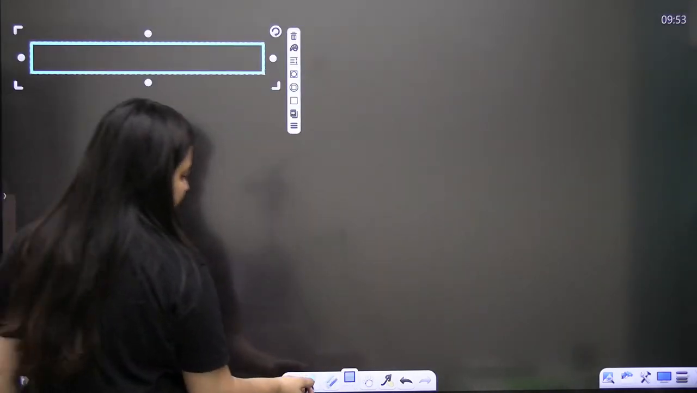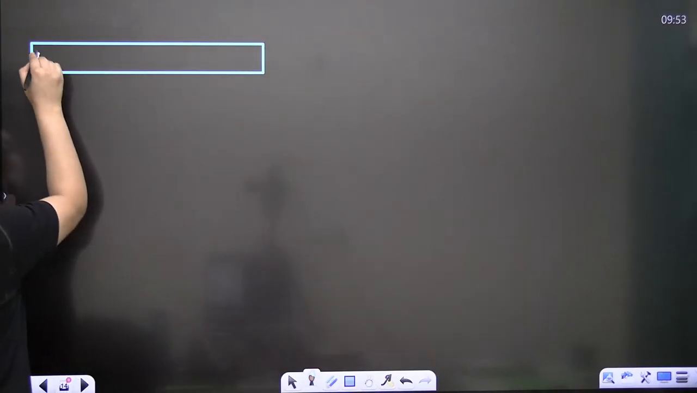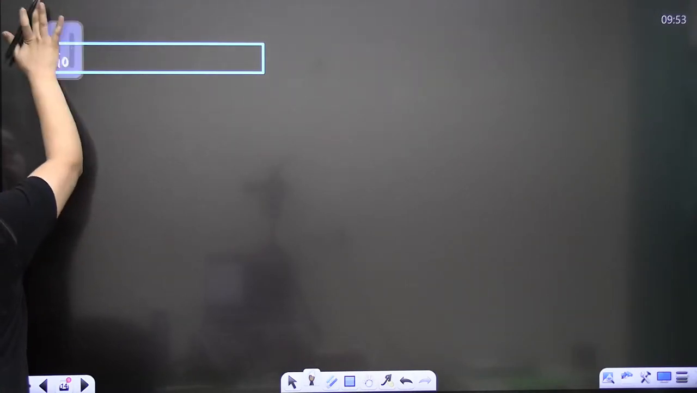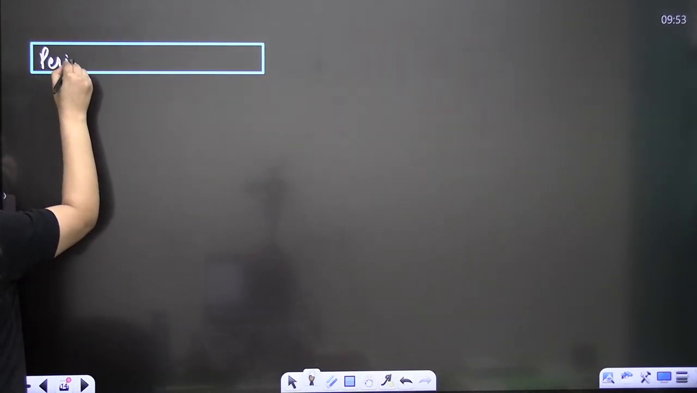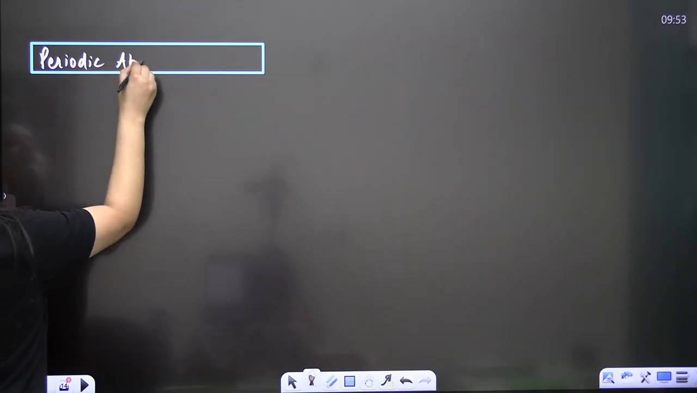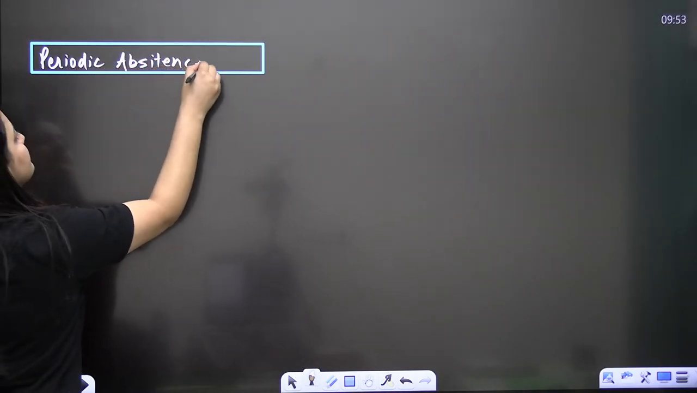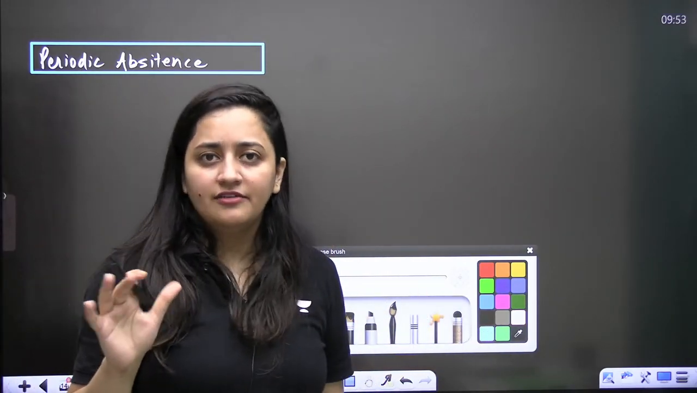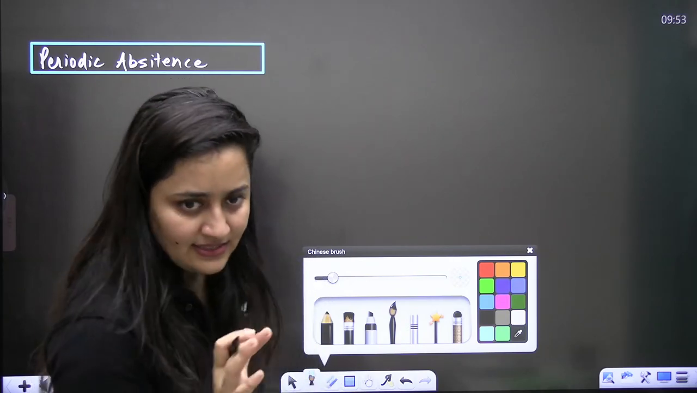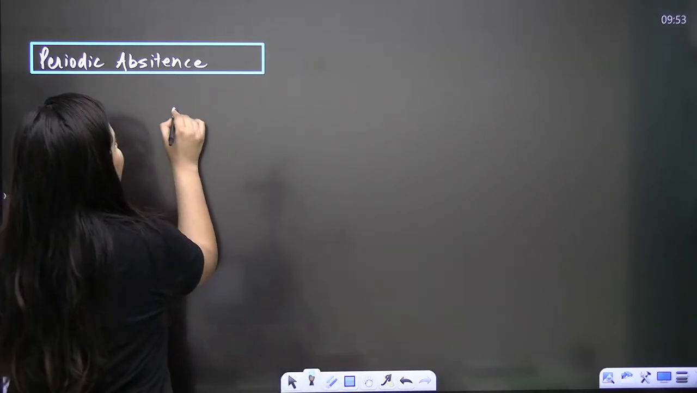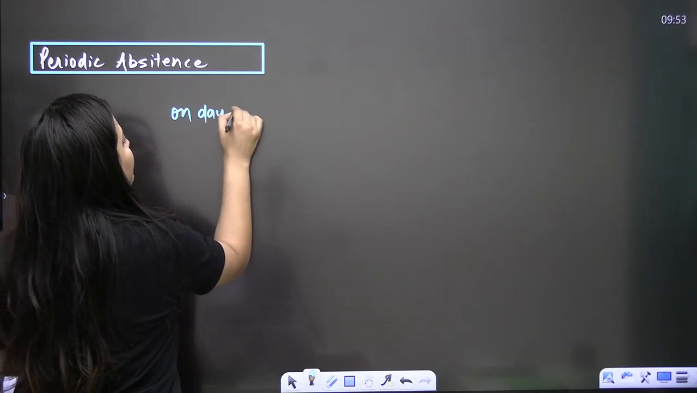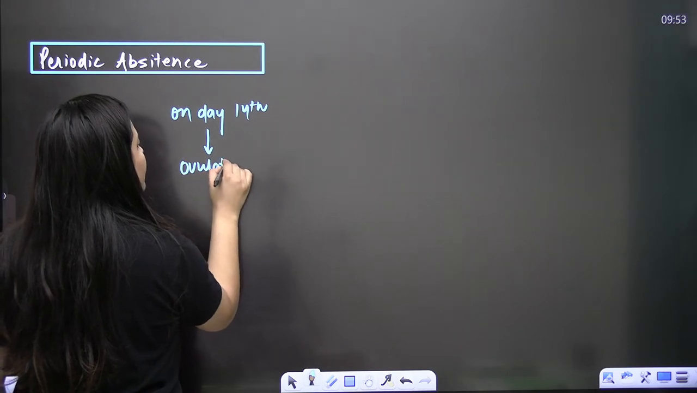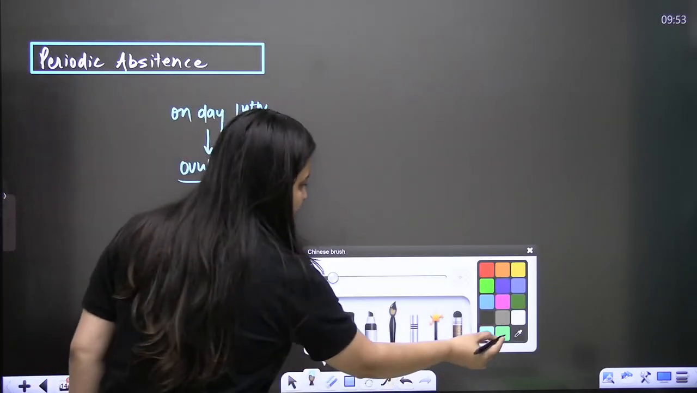Do you know about the menstrual cycle, all the days and the hormonal changes? See, when we talk about the menstrual cycle, on an average we consider it for 28 or 29 days, isn't it? Now you know that on day 14 there will be the ovulation, that is the release of the gamete.